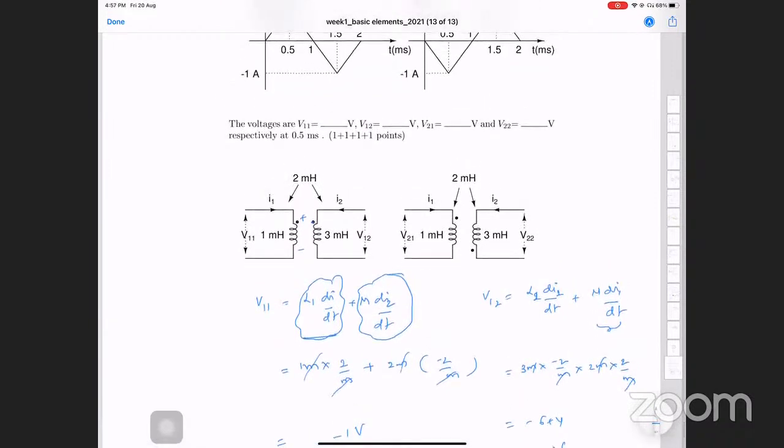Now let's try to figure out V21 and V22 also. So what is V21? To solve V21, we need to understand that the current is not entering the dotted terminal. Current is leaving the dotted terminal. Another way to say it is that the current entering the dotted terminal here is minus I2.